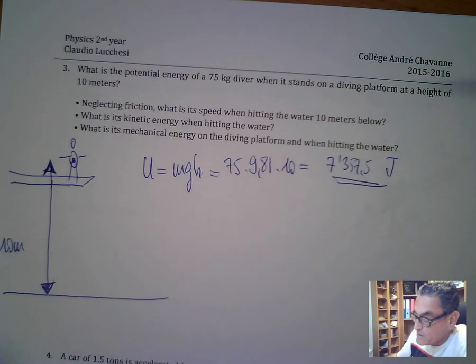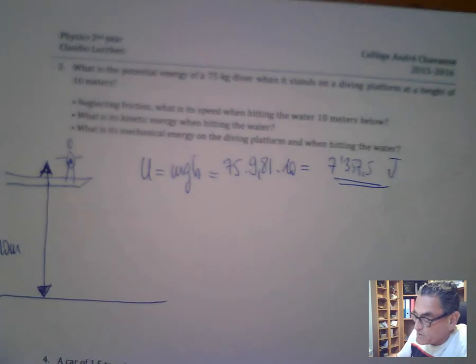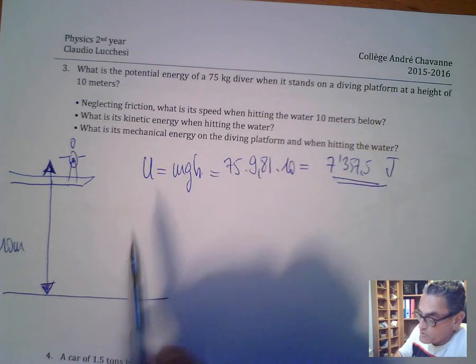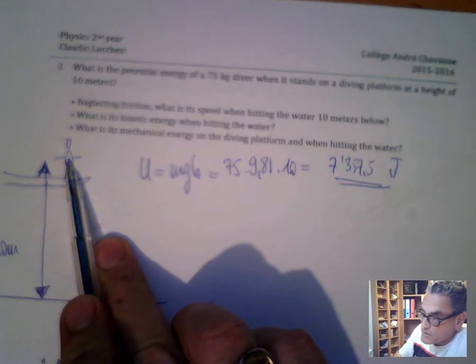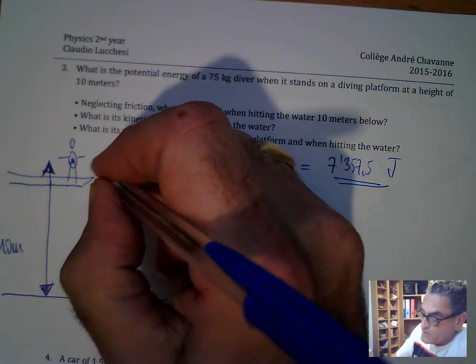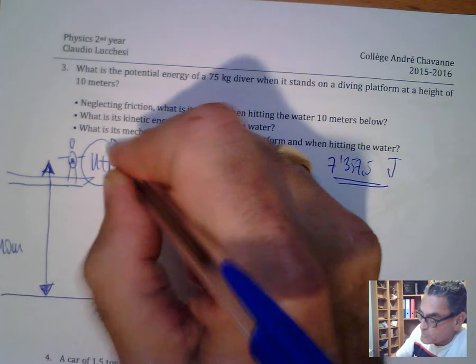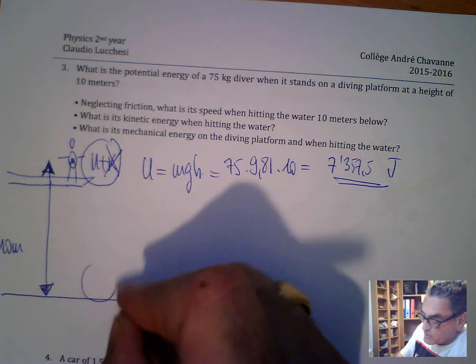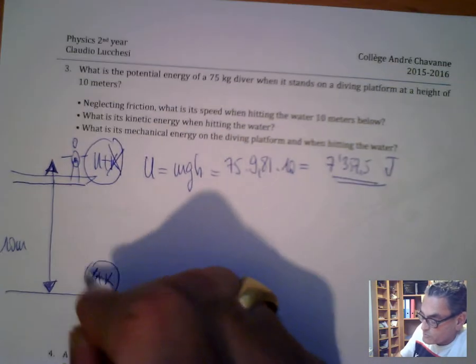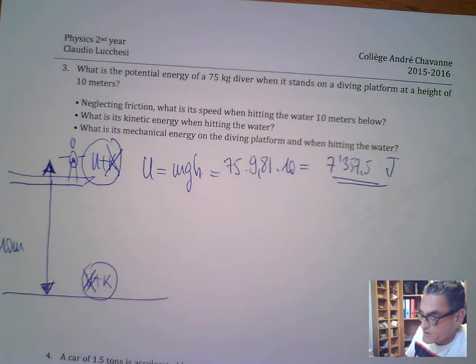Okay, what is the kinetic energy when hitting the water? Well, the energy is conserved, so the mechanical energy up here is the same as the mechanical energy down here. Up here, the mechanical energy is U plus K, but the K is 0. Down here, the mechanical energy is U plus K, but the U is 0, so U becomes K.